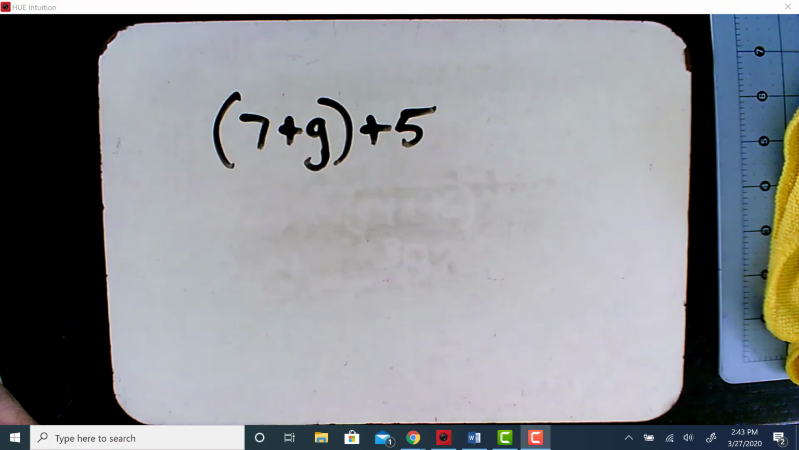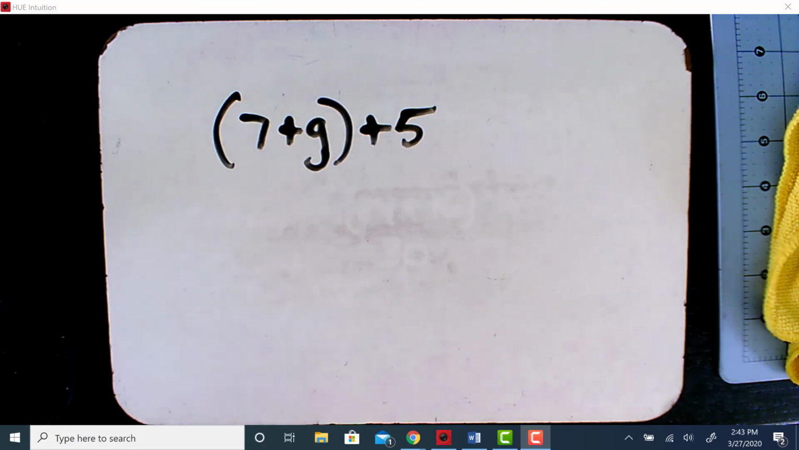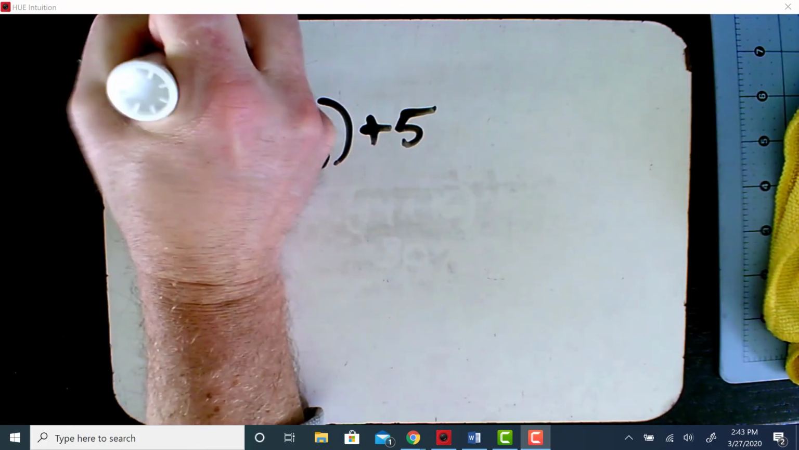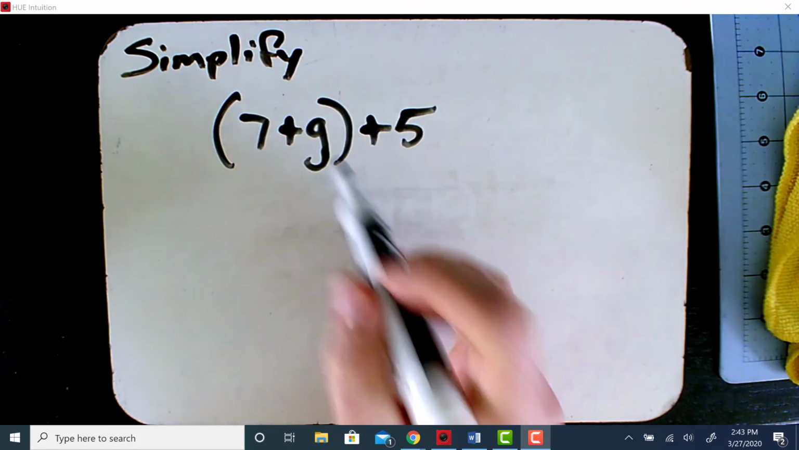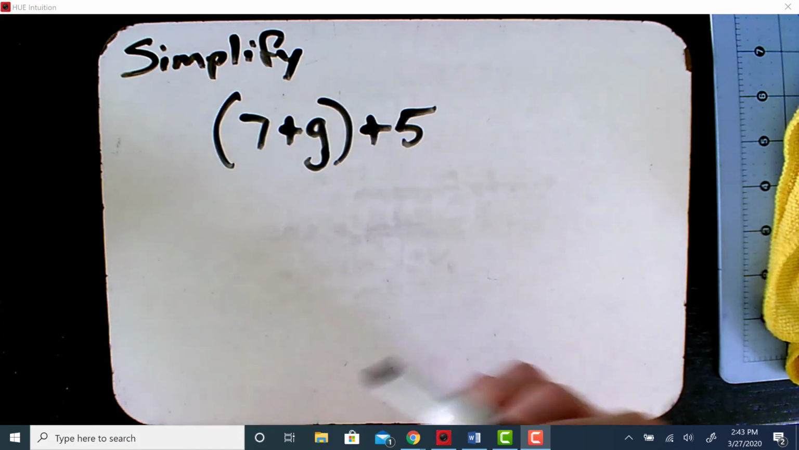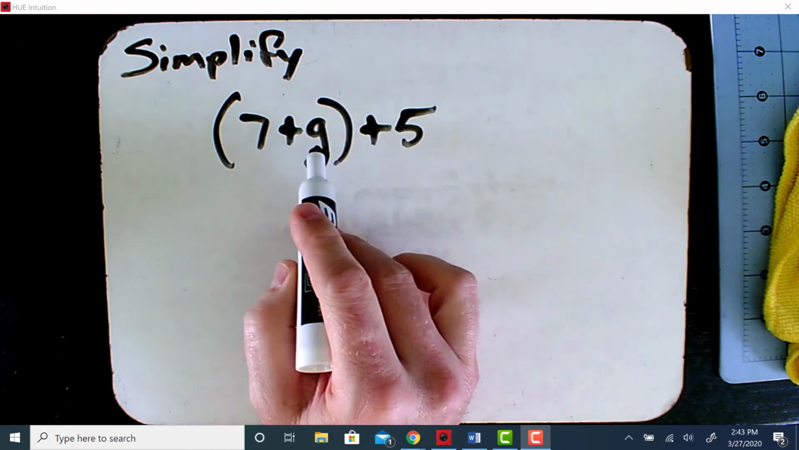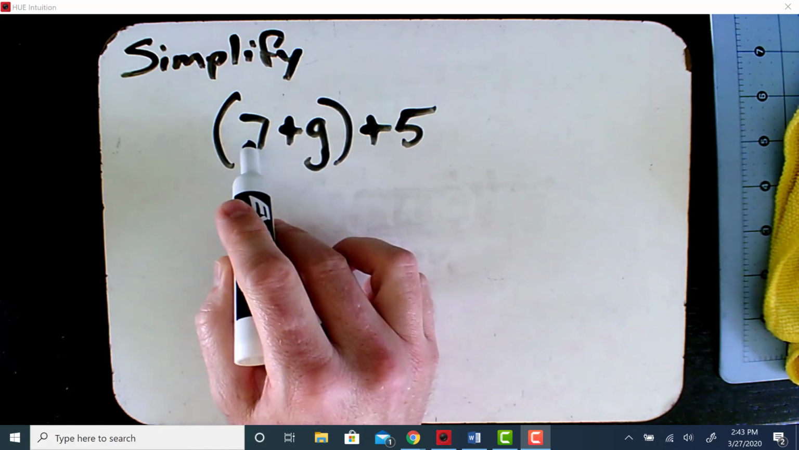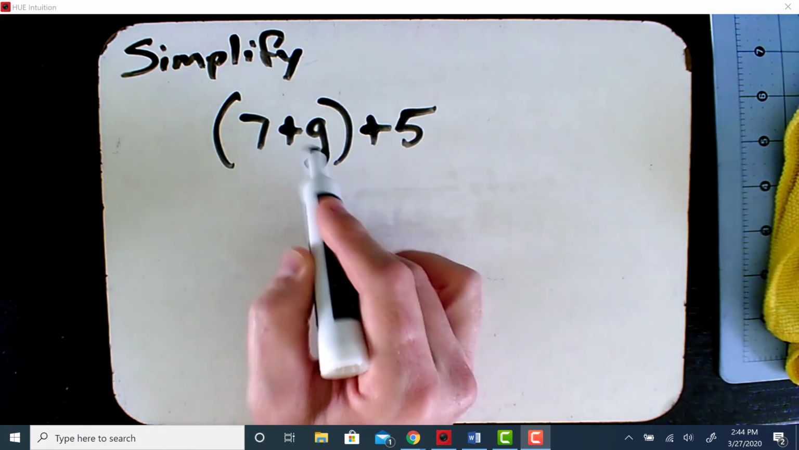Next, what we're going to do is take this expression that I've got right here, 7 plus g plus 5, and we are going to simplify the expression. And what that means is we're going to try and make this as simple as it possibly can be with as few terms and pieces as possible. So the first thing I notice is that 7 plus g have been grouped together, but I can't add 7 and g together because one's got a variable and one doesn't. So those things cannot be added.